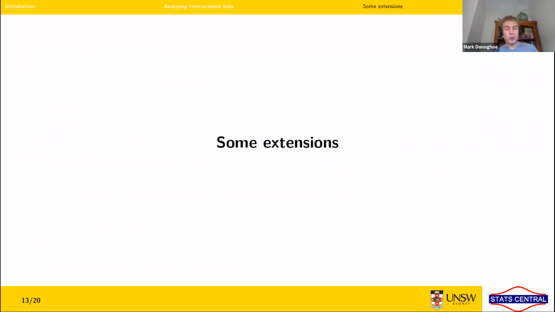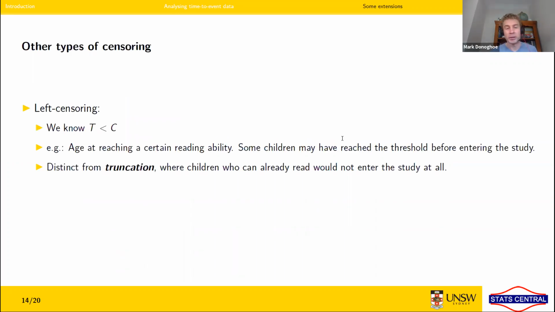So those are the most common approaches that you'll see when we've got simple time to event data. But we're not always in that most simple situation. So there are extensions to handle more complicated situations. First of all, there are other types of censoring. Left censoring occurs when we know that the event time is less than a certain censoring time, but we don't know exactly what it is.